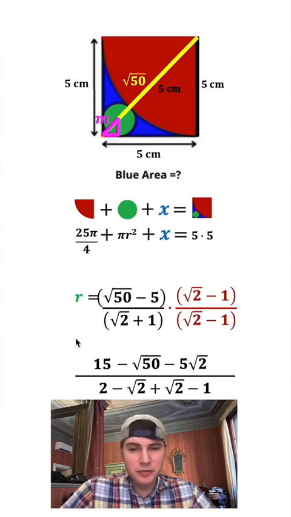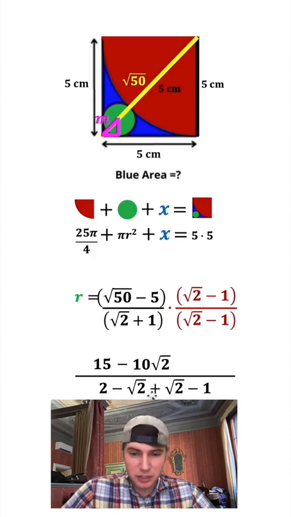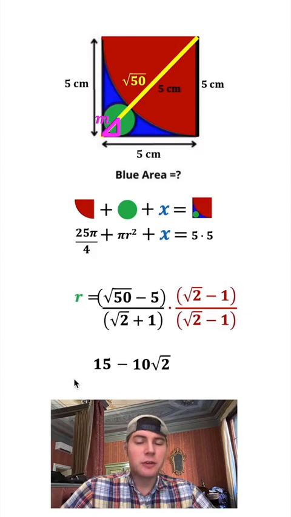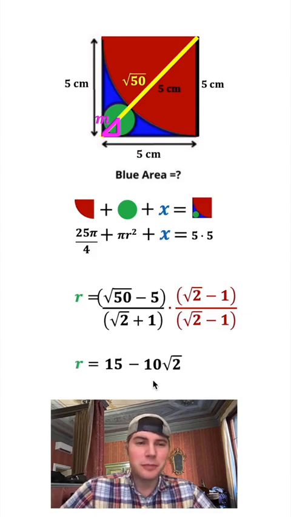Root 50 can be simplified into 5 root 2, and then these can be combined to give us negative 10 root 2. On the bottom, these two terms match, 1 negative, 1 positive, so they get rid of each other, and 2 minus 1 is equal to 1. So we don't need the denominator anymore. So now we have solved for green r. It's equal to 15 minus 10 root 2.